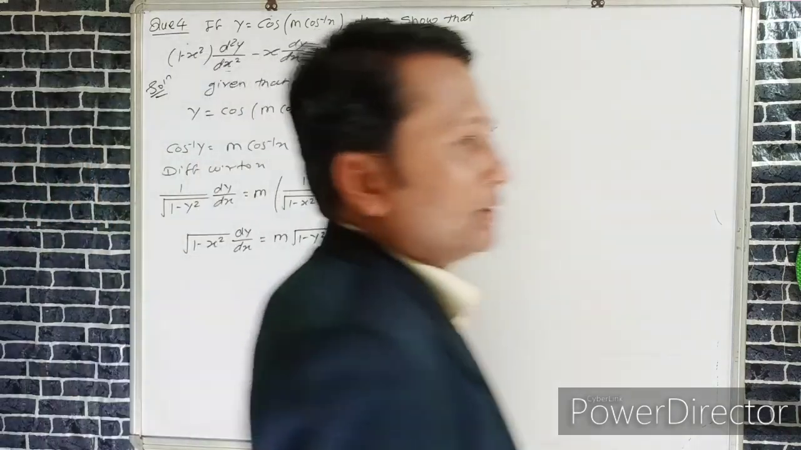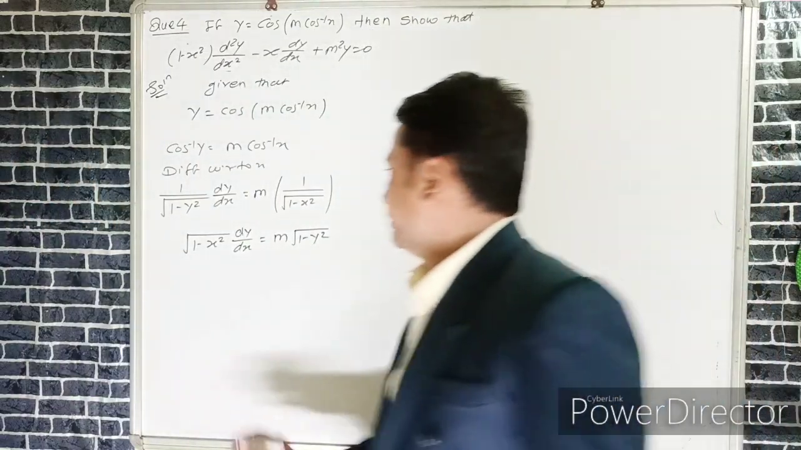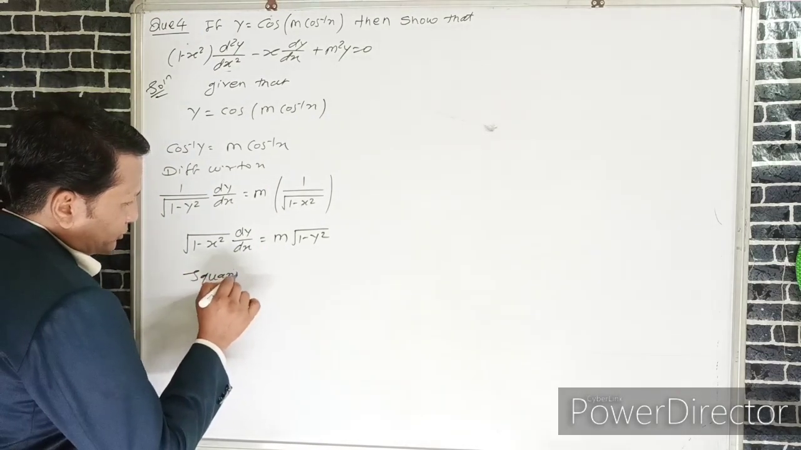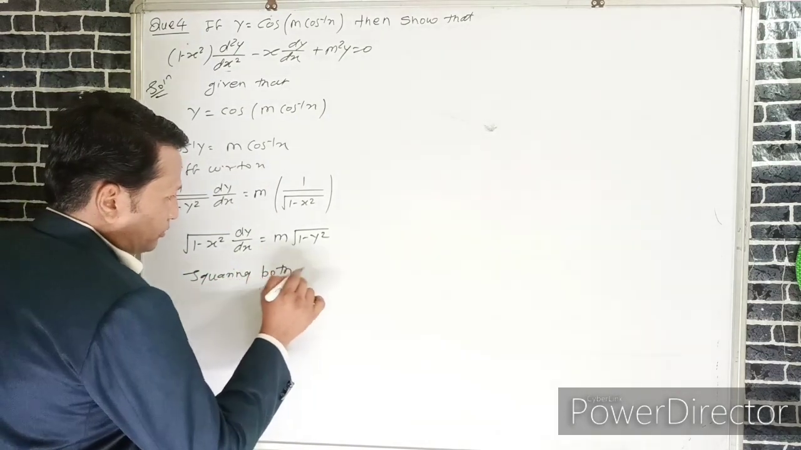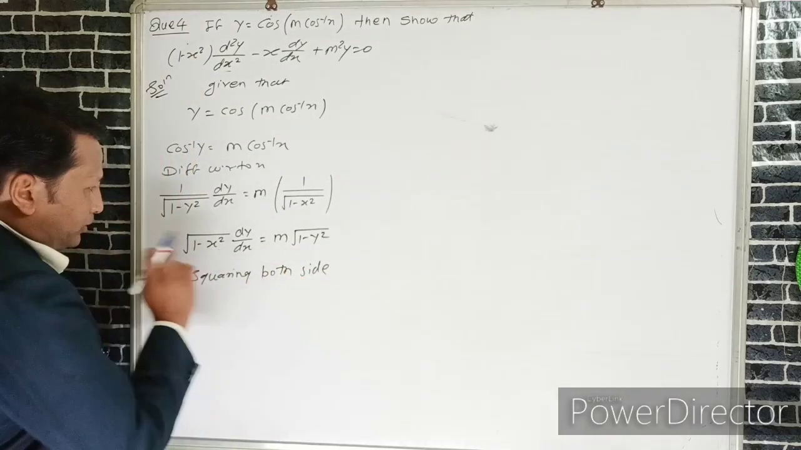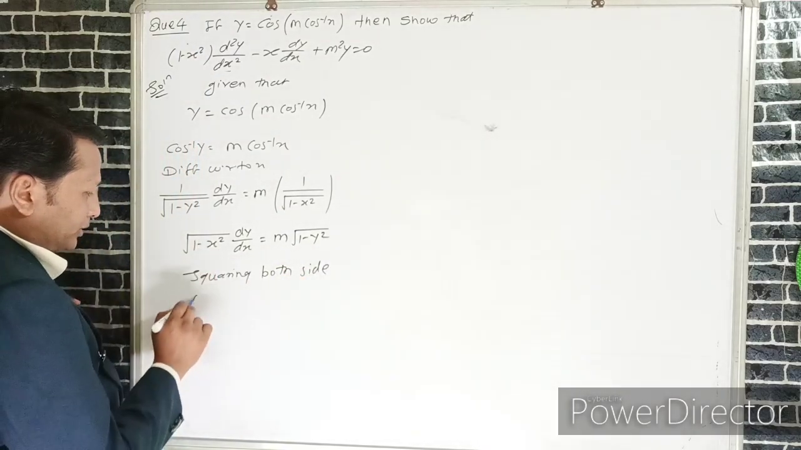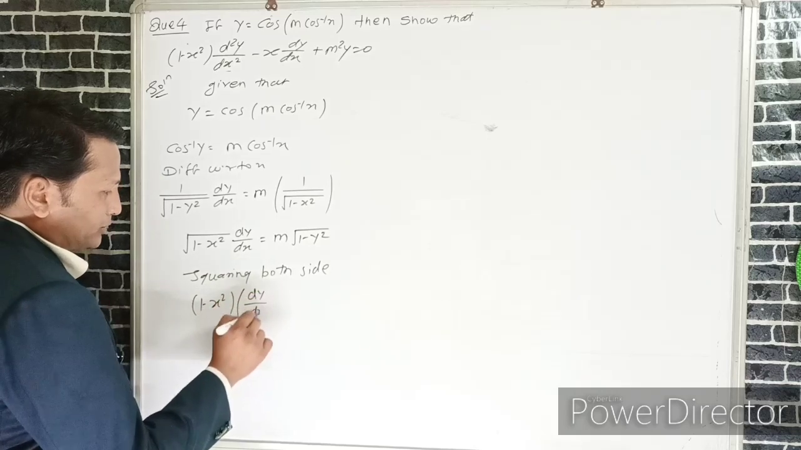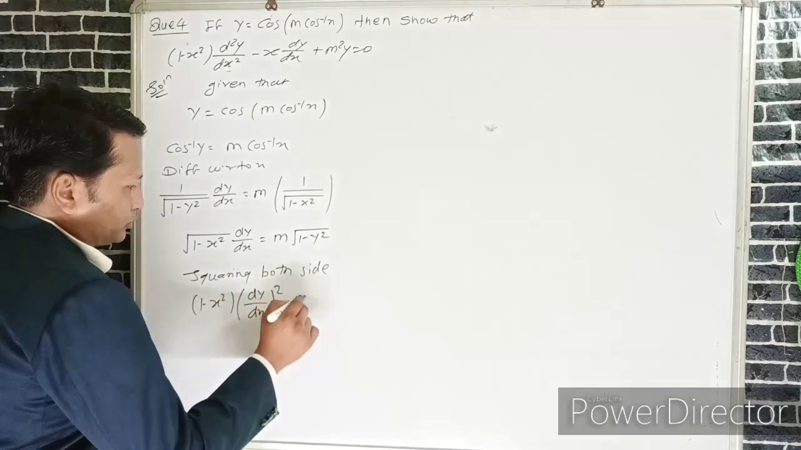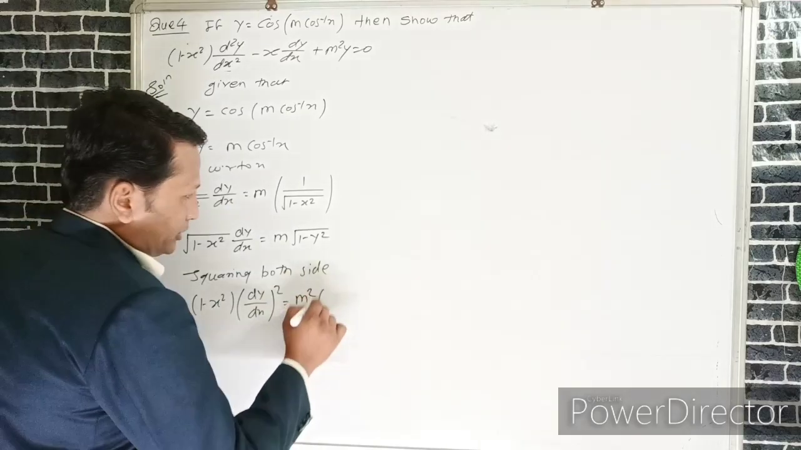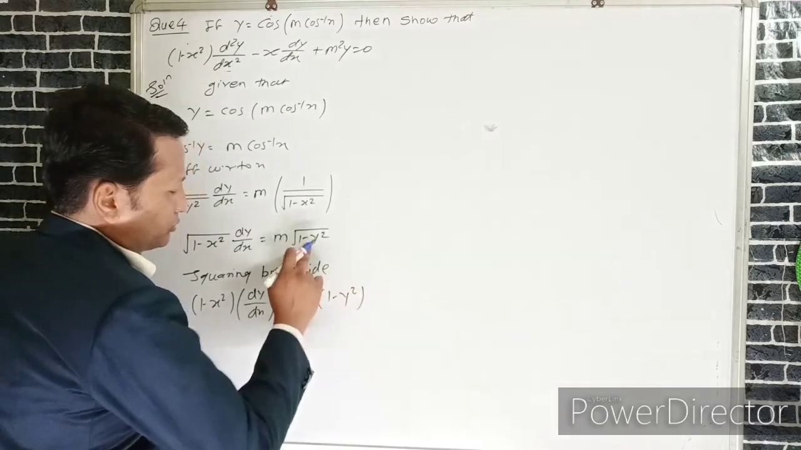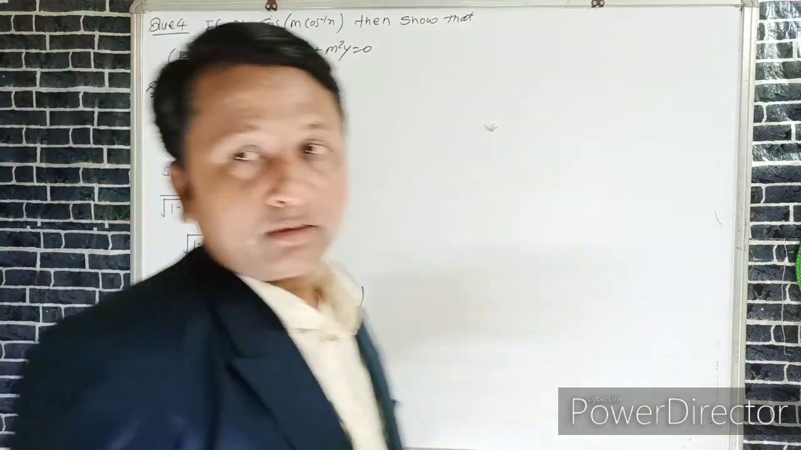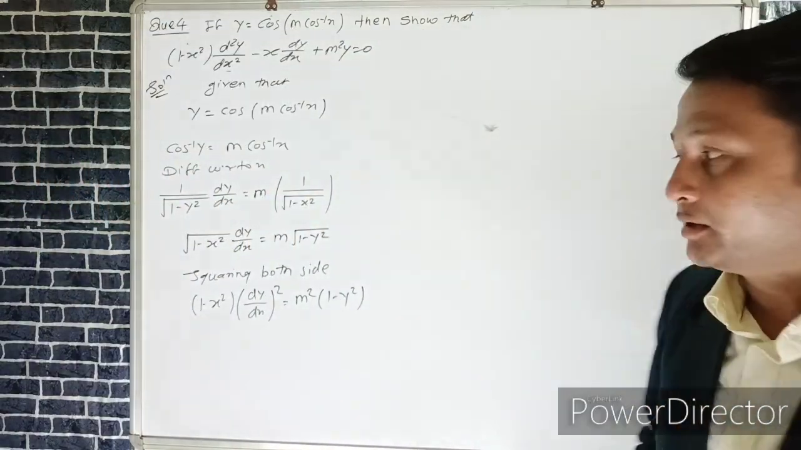So for the whole function, if we take the square on both sides, the square and square root cancel. We can write 1 minus x square into (dy upon dx) whole bracket square is equal to m square into 1 minus y square. The square and square root cancel, meaning we take the square of every term on both sides.